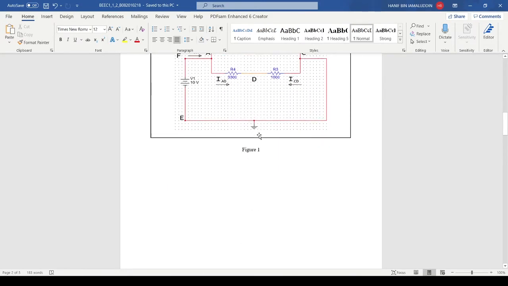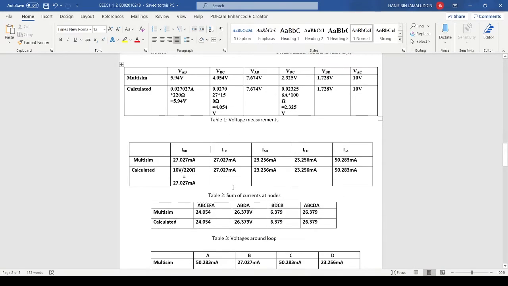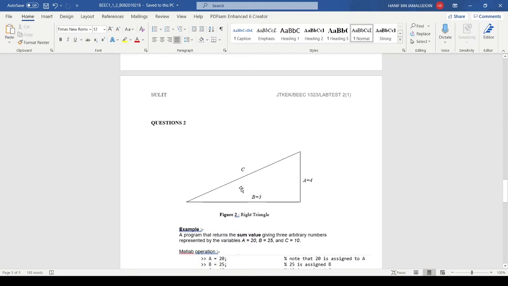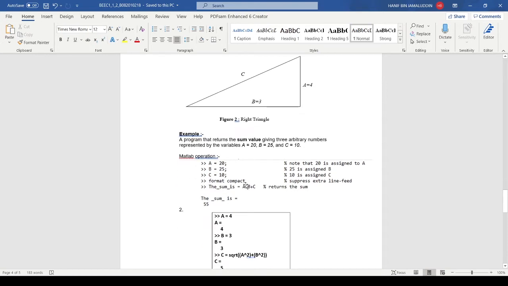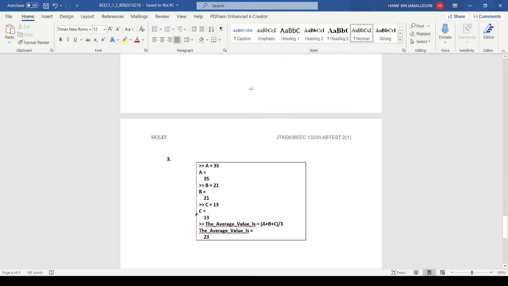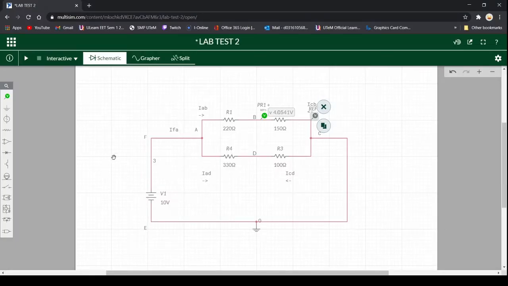So for question 1, this is for table 1, table 2, table 3, and for table 4. And then for question 2, for 2A, this is the coding for 2A. Then this is the coding for 2B. This is the circuit for question 1.